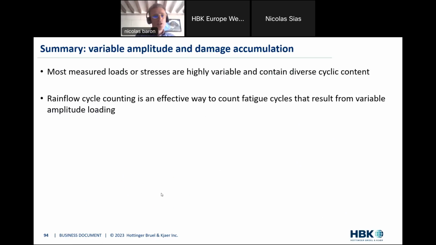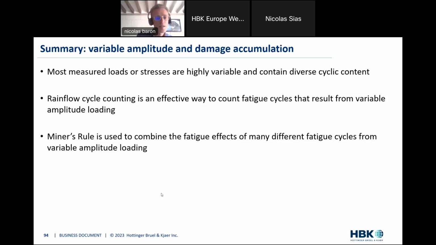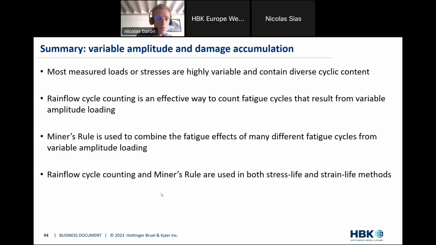So to conclude here, most measured loads or stresses are highly variable, and we have to find a way to approach and to find the number of cycles. The tool used for that is the rain flow cycle counting. It's a very effective way to break down your signals into small cycles from which you can calculate fatigue using the tools and the rules we've seen before, typically Miner's rule for fatigue calculation. Rain flow and Miner really go well together so that you can calculate your fatigue both in terms of stress or strain life method. Both ways are approachable.